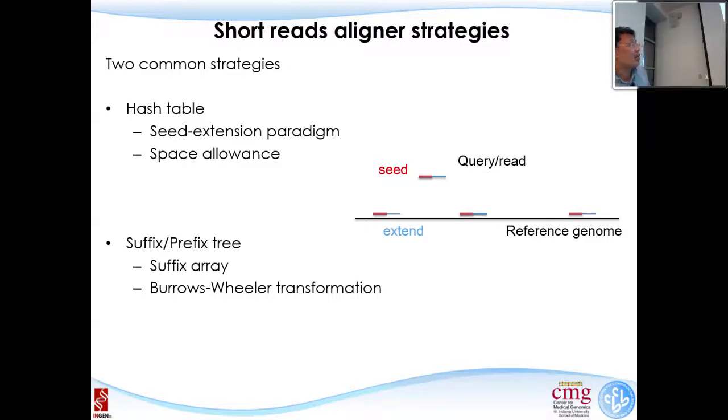The second strategy is to use the suffix-prefix tree scheme. And this is becoming a very computer science related topic. You can build a suffix array, which we are not going to go into in detail. But another thing that we cannot skip is the Burrows-Wheeler transformation, which we will go into a little bit of detail on.